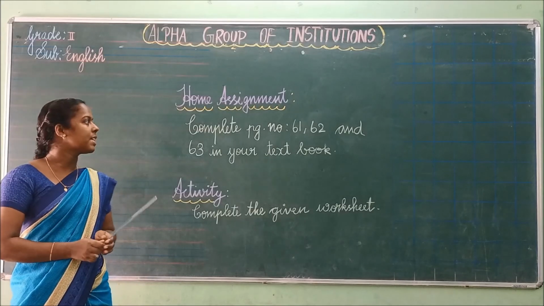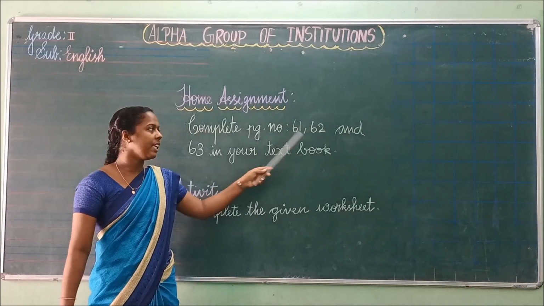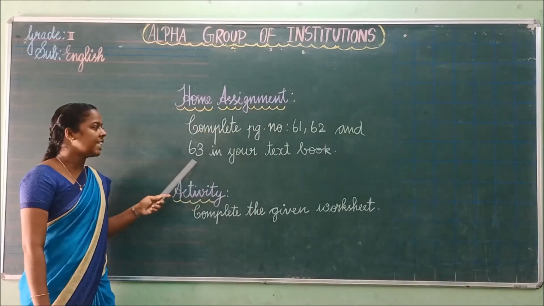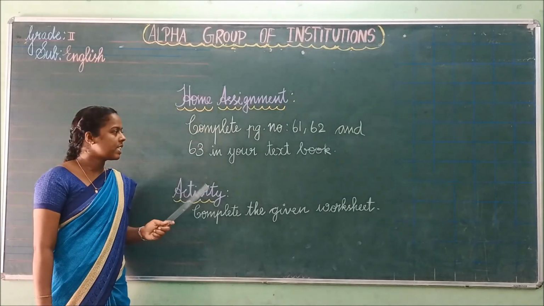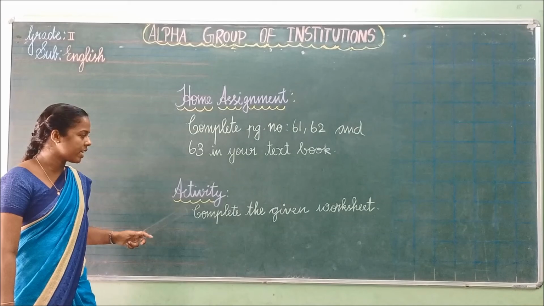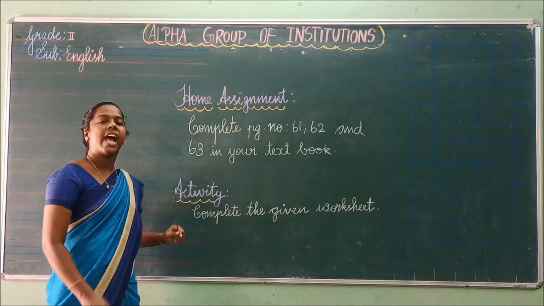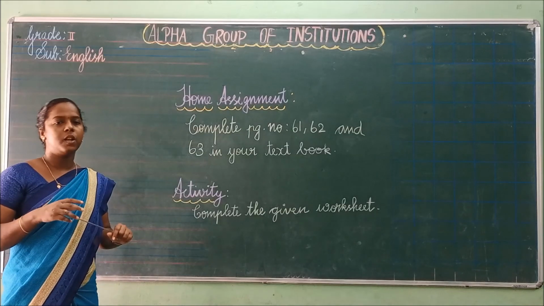Children, for your home assignment, you have to complete page number 61, 62 and 63 in your textbook. You have to complete these 3 pages in your Sem 1 English textbook, and you will be having one more activity. For that activity, you have to complete the given worksheet.